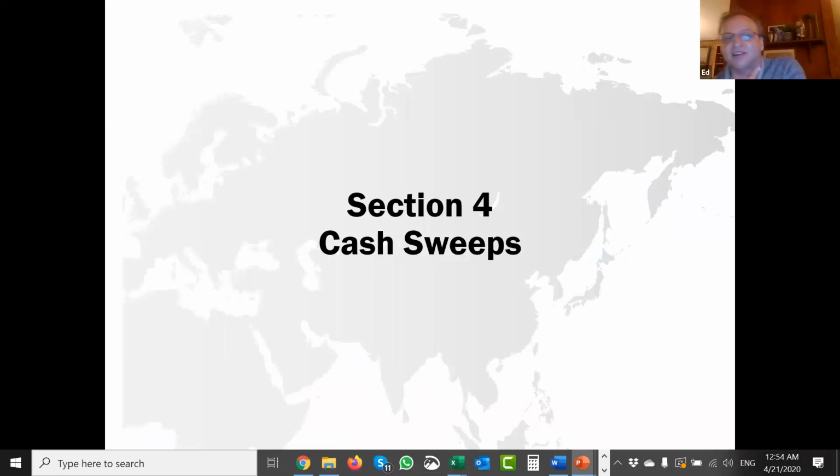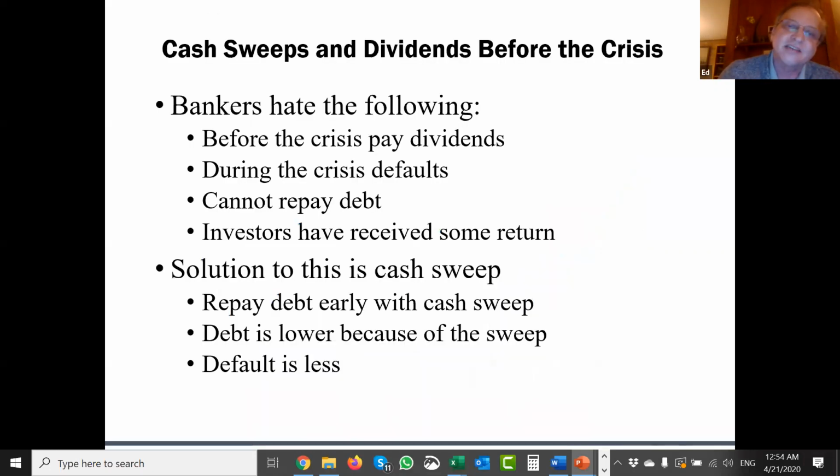And one other thing that happened after 2008, and I know we have a lot of nice bankers in the room, and I was a banker a very, very long time ago, is that they start to love cash flow sweeps. Here's what happens. Can you imagine what bankers hate? Before the crisis, everybody's paying out a dividend. And then the company defaults. And then they say, I can't repay the debt. So you have paid yourself a dividend and then defaulted. How that would upset you.